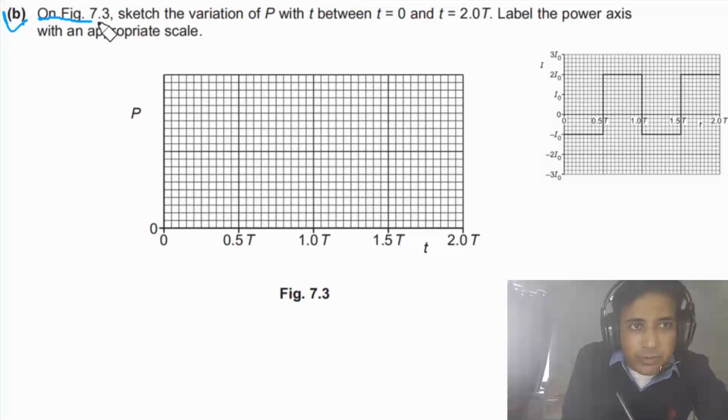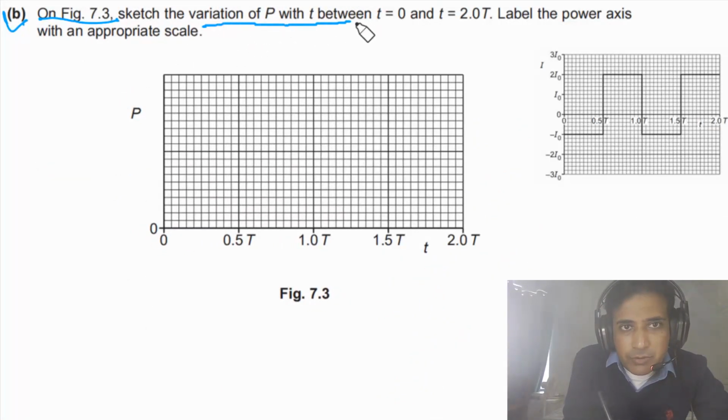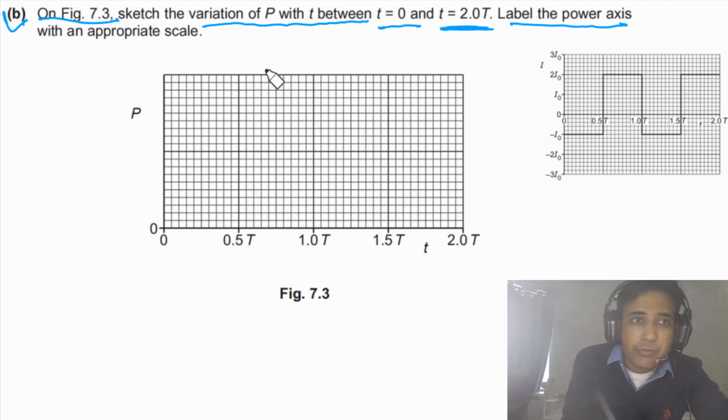Part B says on figure 7.3 sketch the variation of P with time t between t is equal to 0 and t is equal to 2.0 capital T, which means t is equal to 2 times the time period. Label the power axis with an appropriate scale.